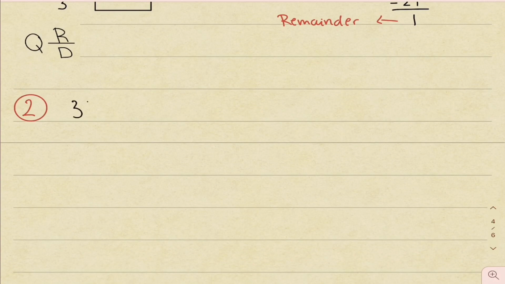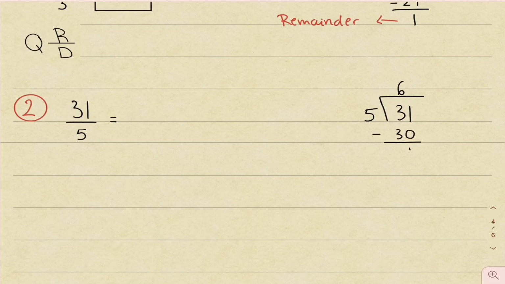Let's say I have 31/5. So again, I'm going to go ahead and do long division. So I have 31 divided by 5. Now how many times does 5 go into 31? 5 goes into 31 6 times. 5 times 6 is 30. So I have 31 minus 30, which is 1. So the remainder is 1. The quotient is 6. And the divisor is 5.